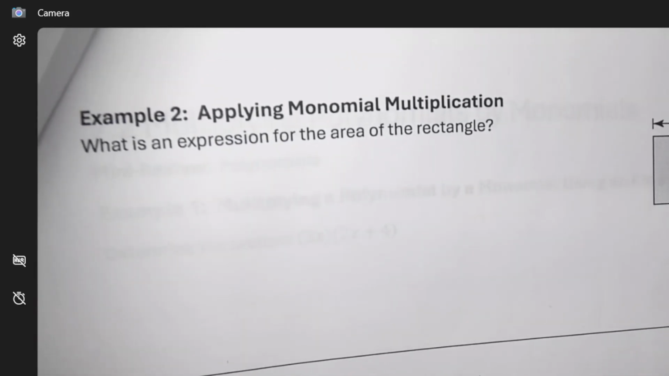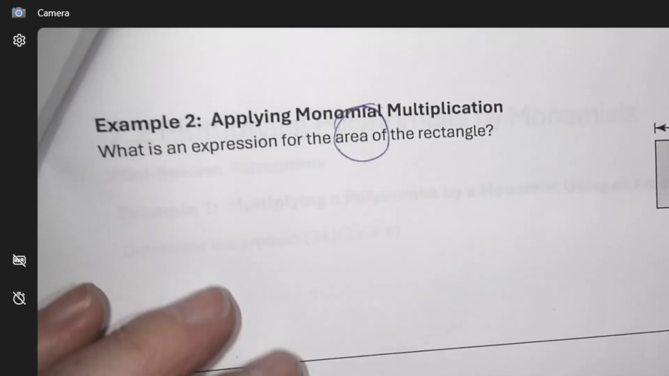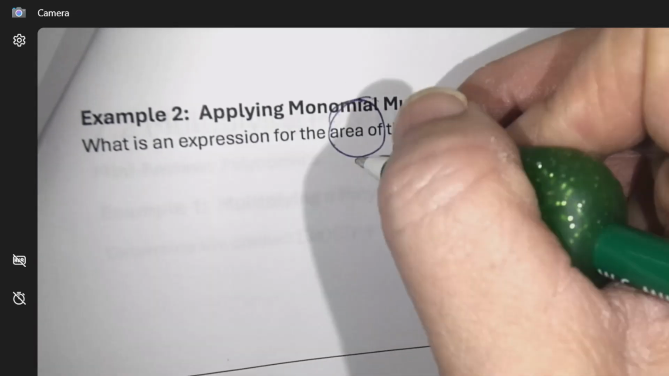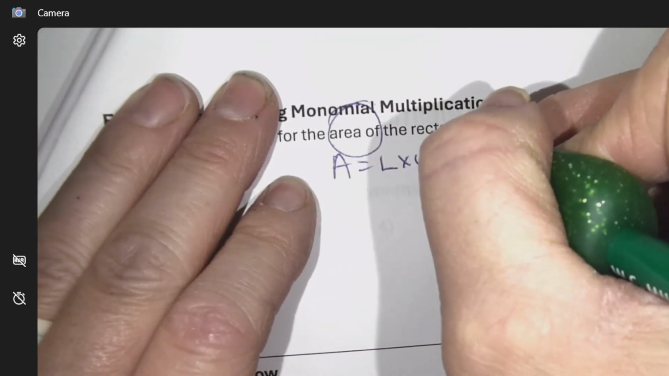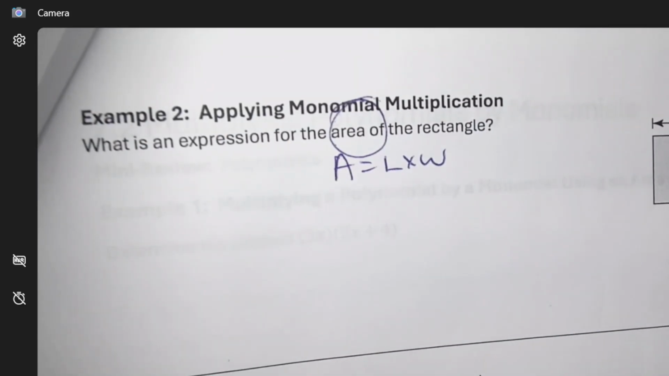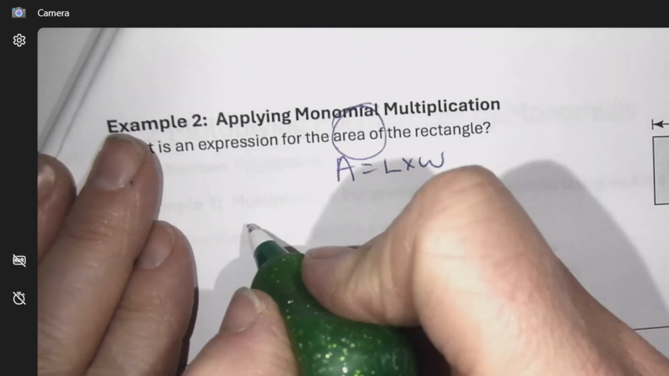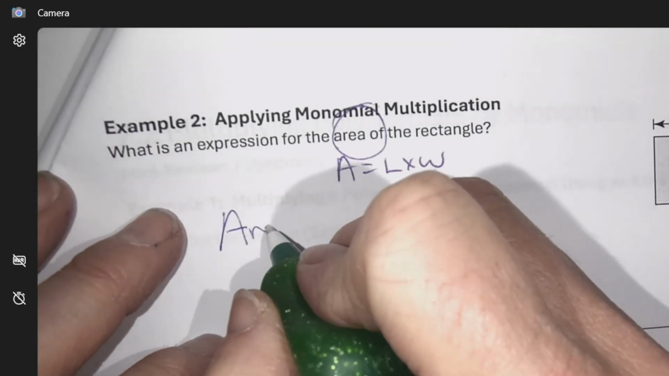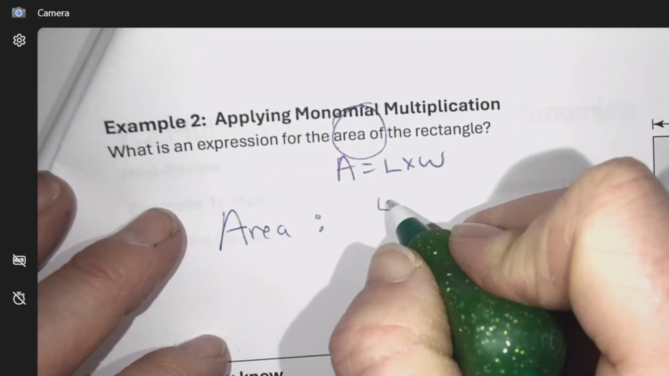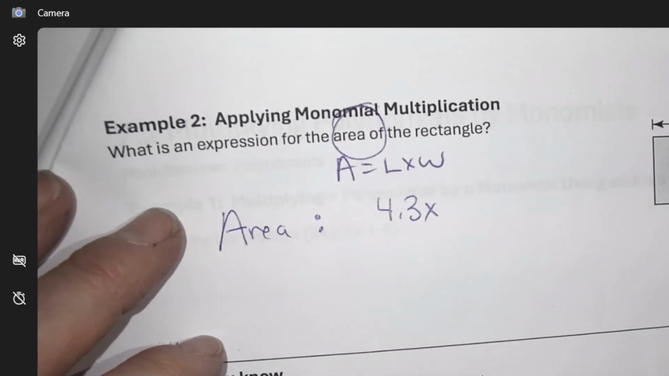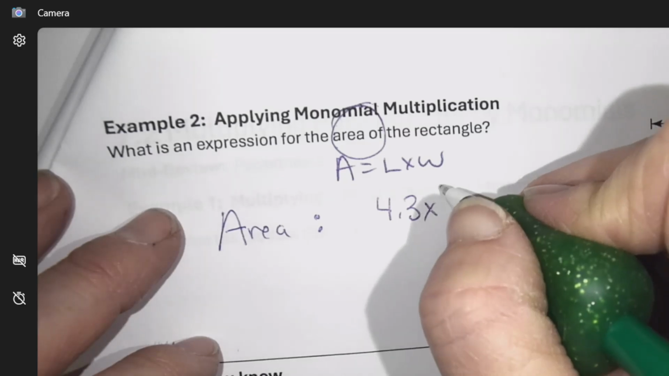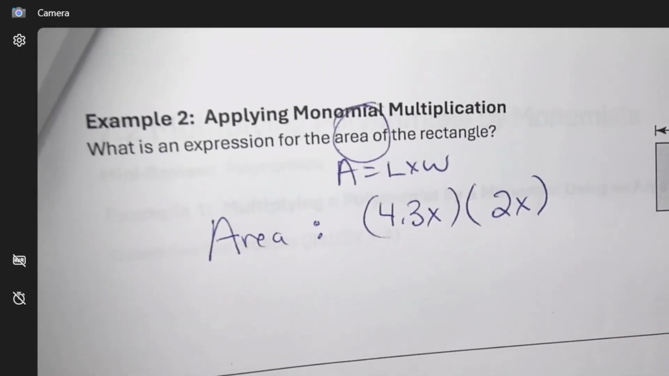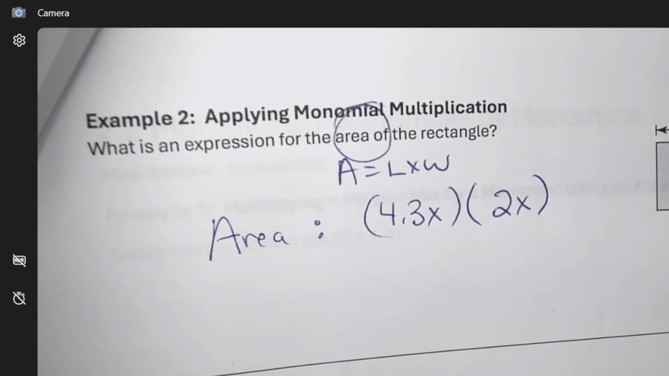This says, write an expression for the area. How do you find the area of any general shape? Length times width. Okay, so in this case, the area, so we're going to go length times width. Doesn't matter which one is which, right? You could flip-flop that on your paper.